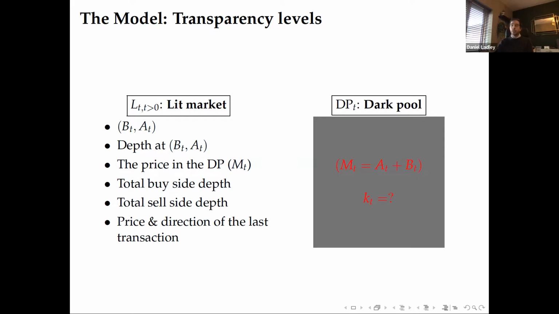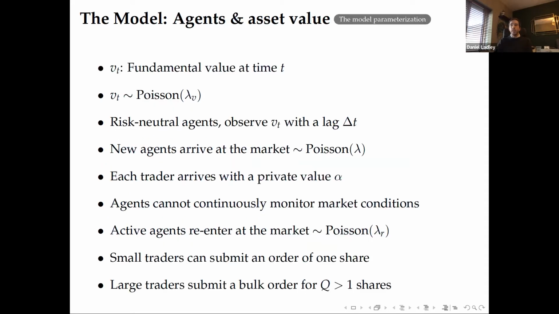The trader's submission decision when they enter the market is then which of the two venues do they submit to, what's the quantity of that order, and if it's in the lit market, what the price of it is. So the traders enter the market.